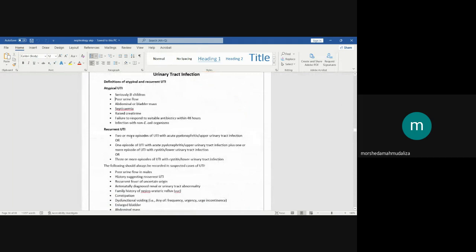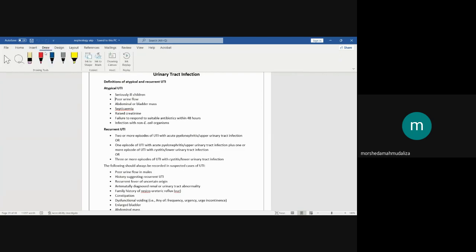First of all, remember that when we discuss urinary tract infection, some are typical and some are atypical. When a child is very ill, having septicemia, there is a bladder mass or abdominal mass, urinary flow is low, so obstructive features, and UTI is not responding to antibiotics, then we will think it is atypical UTI, or if it is with a non-E. coli organism. They will not ask you about atypical UTI directly; they give us a scenario and ask the management. So you have to have an idea of atypical UTI.